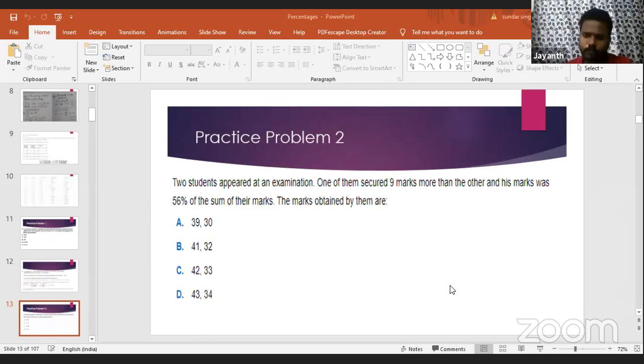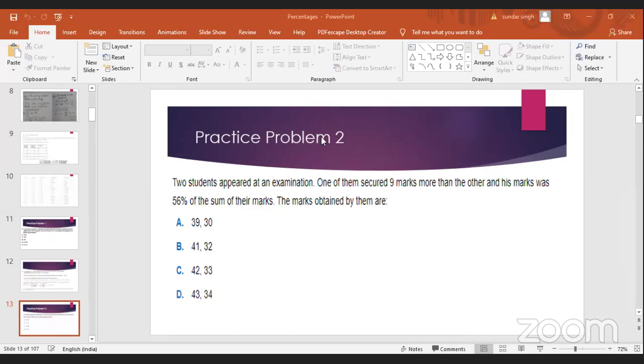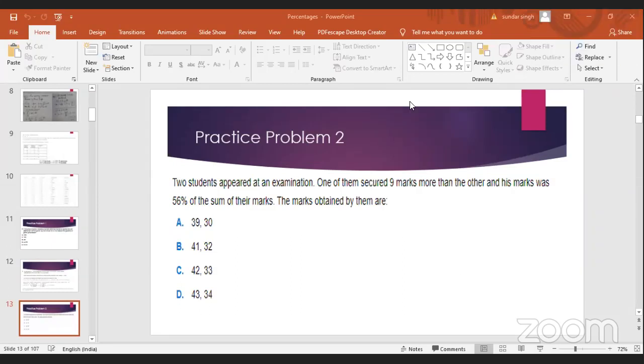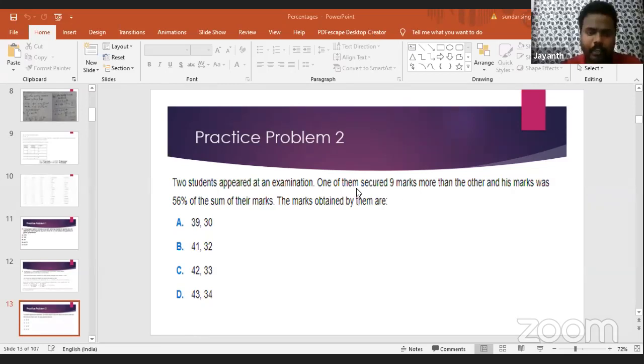Sir, please, 33 and 42. Excellent. What's your name? Mukundan, sir. Excellent, Mukundan. Answer is what? 33 and 42. Good, very good. Which is option C? Yes, sir. Good, very good. So I'll start explaining, guys. Wait.